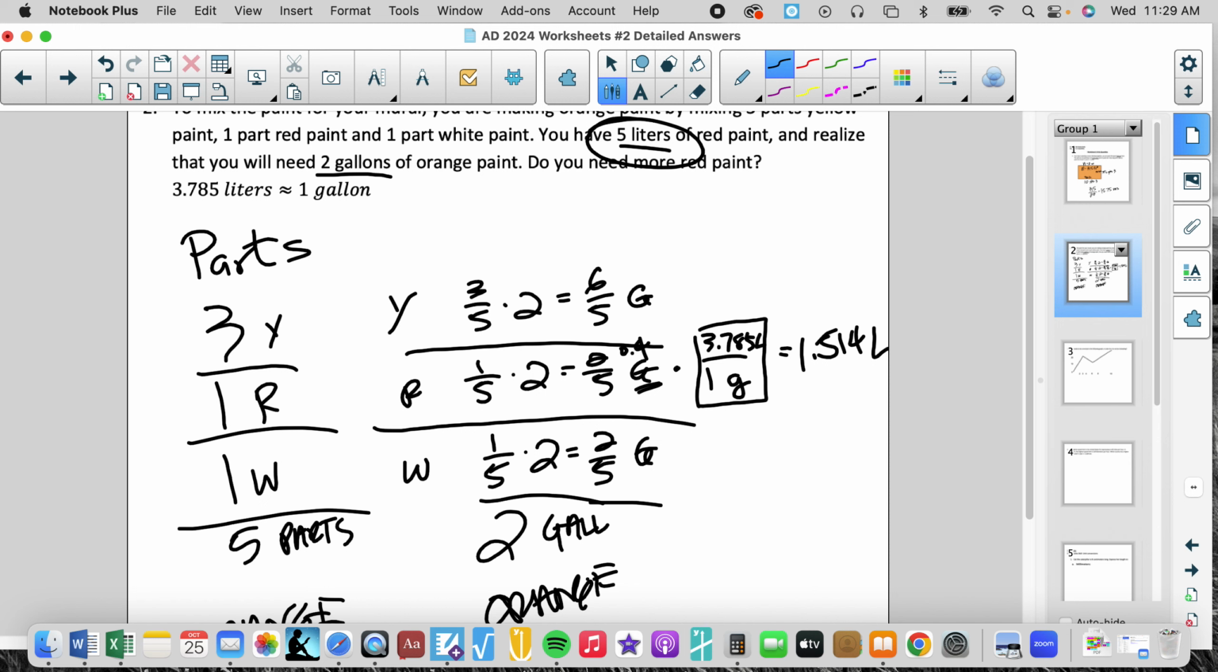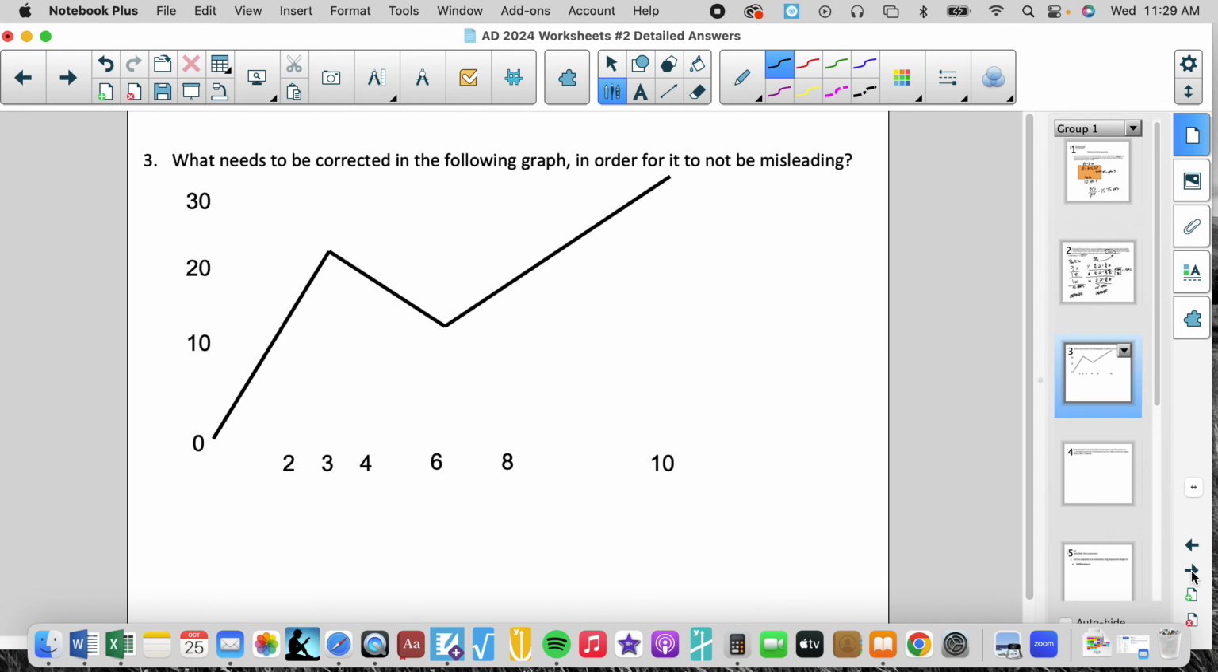I need 1.5 liters. I have 5 liters, so do I need more red paint? No, you do not need more red paint. I have more than enough red paint. If I have 5 liters, all I need is 1.514 liters in order to make 2 gallons of orange. So we have these conversions that we're going to utilize. Good.